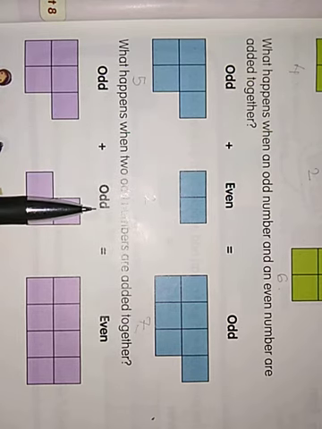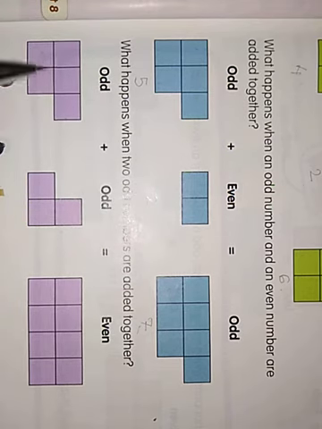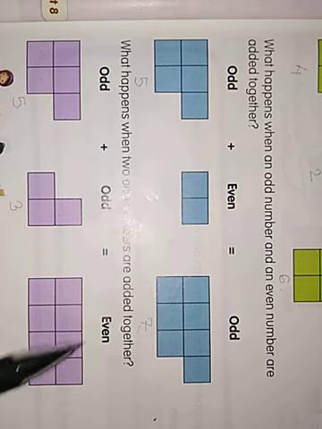Next concept. When we add an odd number with an odd number, we get the result as an even number. See here, we have 5 blocks, 1, 2, 3, 4 and 5, and we have to add 3 blocks. As all of you know, 5 and 3 are odd numbers. So when we add 5 and 3, we get 8. 1, 2, 3, 4, 5, 6, 7 and 8 blocks. 8 is an even number.